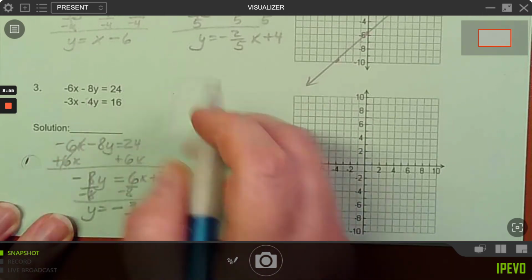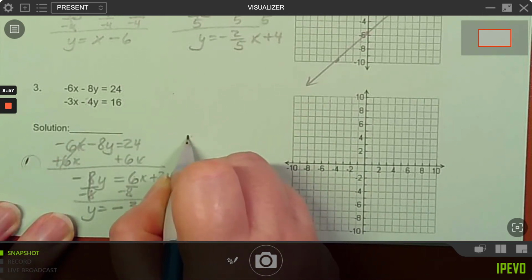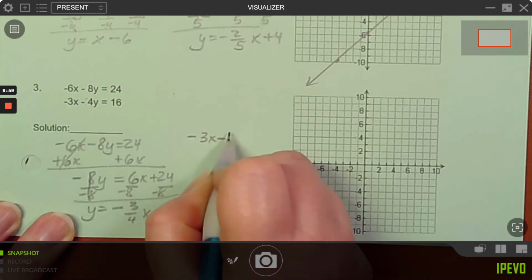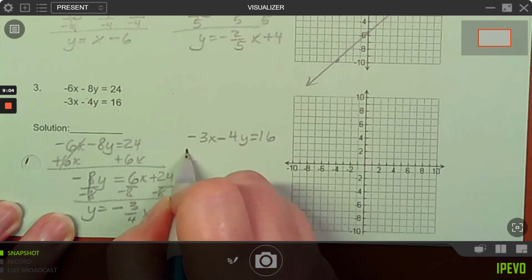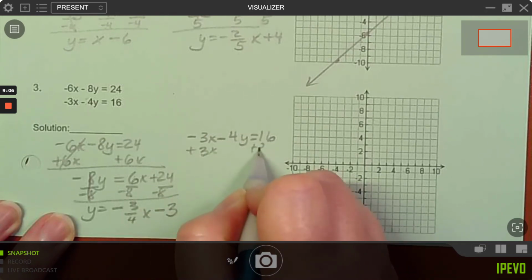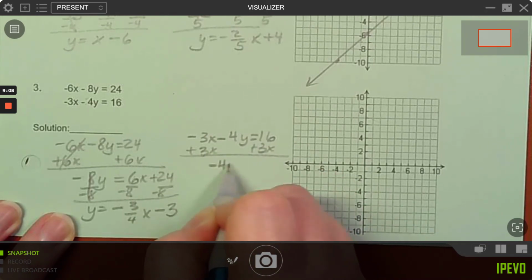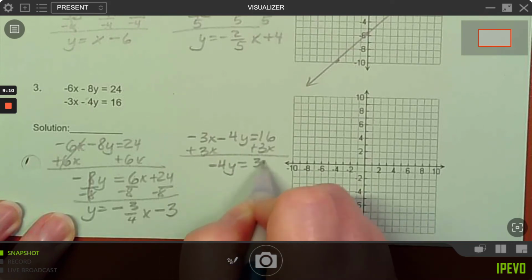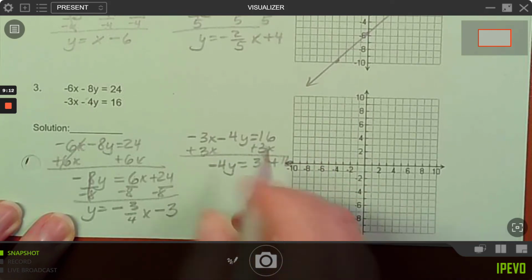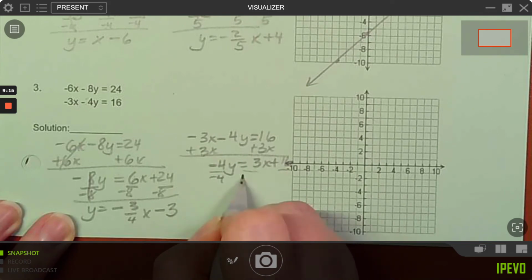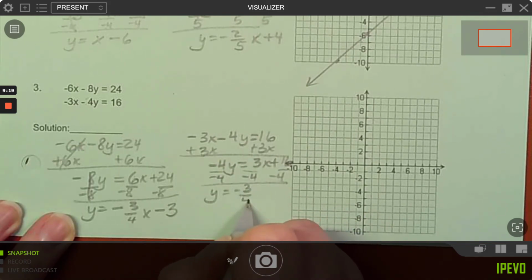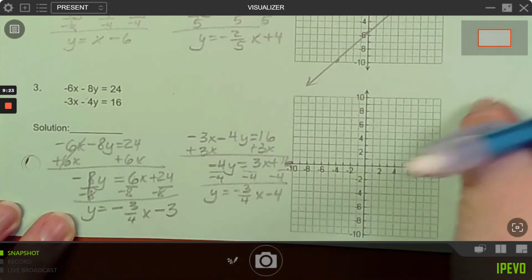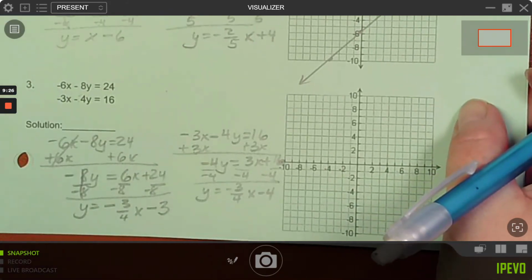And then our second equation, negative 3x minus 4y equals 16. We will add 3x to each side. That gives us negative 4y equals 3x plus 16. Divide each term by negative 4. So we get y equals negative 3/4 x minus 4. And let's go ahead and graph each of those lines.